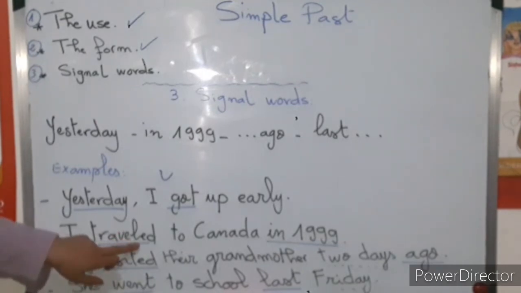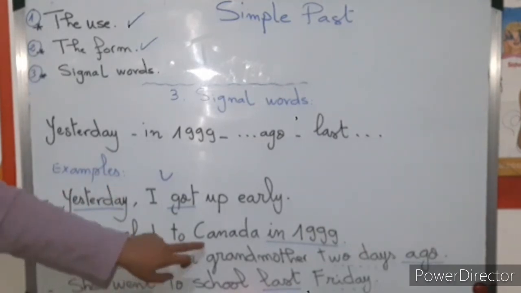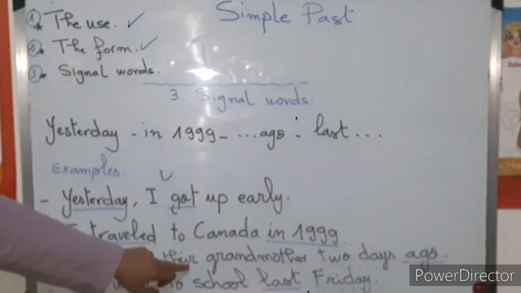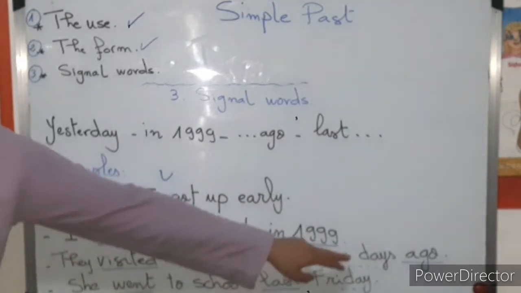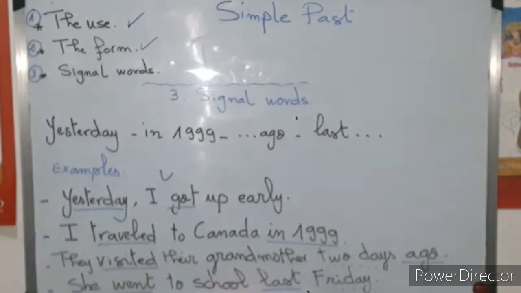By the way, here I have written only one L. You can double the L because it finishes with the CVC pattern, so you double the last consonant. Here you have American and British, and anyway, both of them are correct. I traveled to Canada in 1999. Another example, they visited, the verb is simple past, they visited their grandmother two days ago. Expression of time, two days, and the word ago.